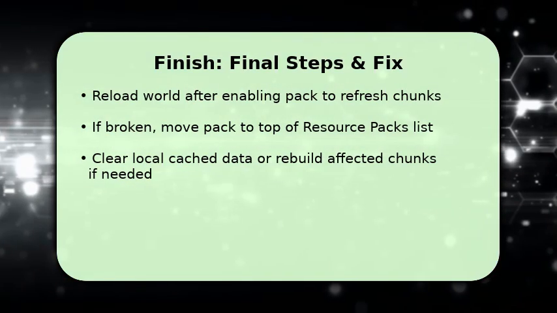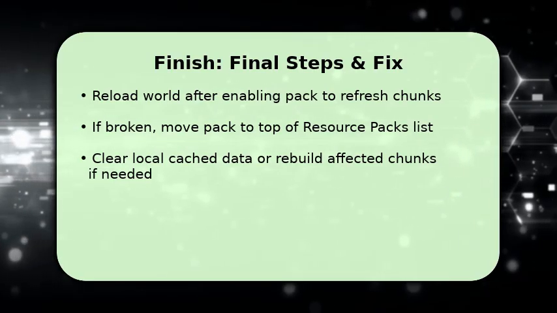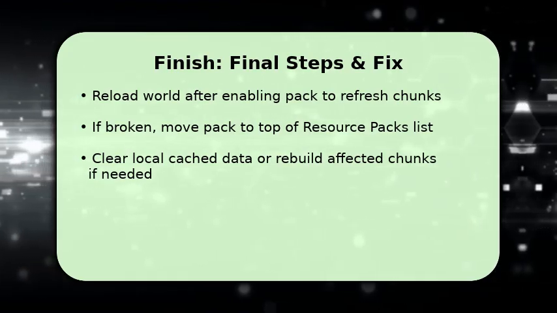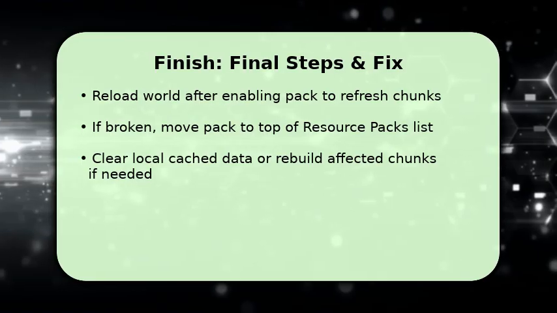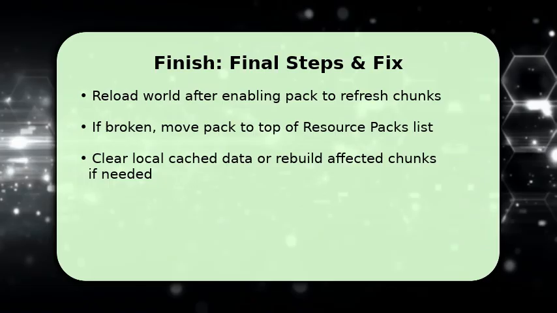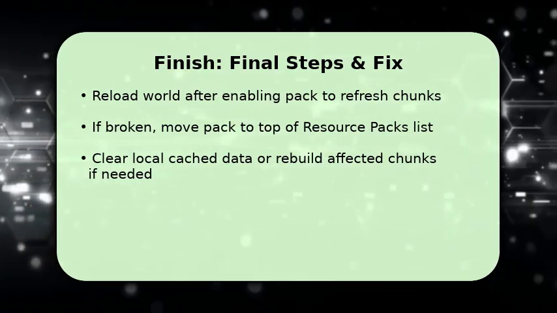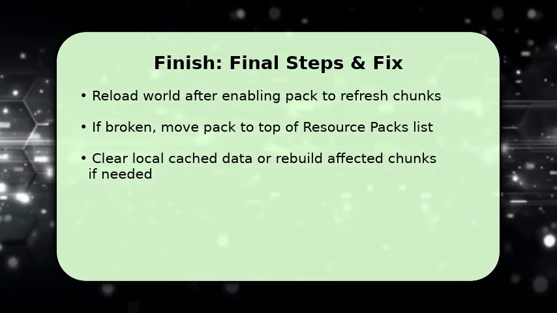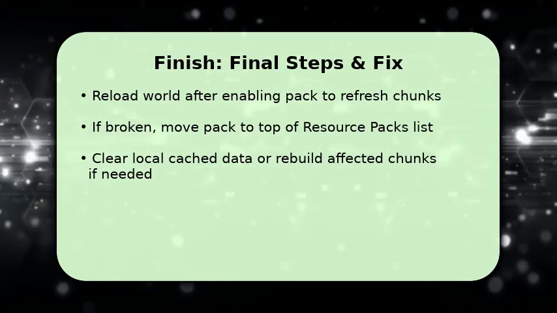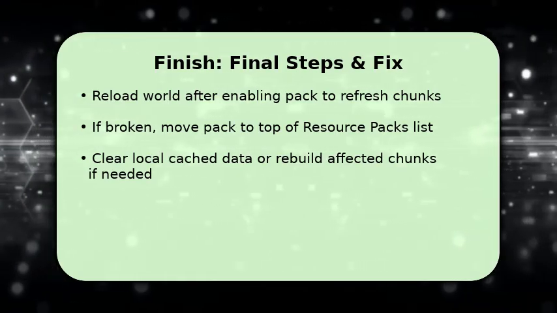To finish, reload the world so all chunks re-render with the connected glass textures. Walk around your builds and verify seams are replaced by the connected variants. If not, make sure the pack sits at the top of the resource packs list and reapply it. If connectivity still fails, clear local cache data by closing the game fully or rebuild the problem area by replacing a block to force a chunk update. If none of that works, re-download the pack. Corruption occasionally causes missing connection rules.